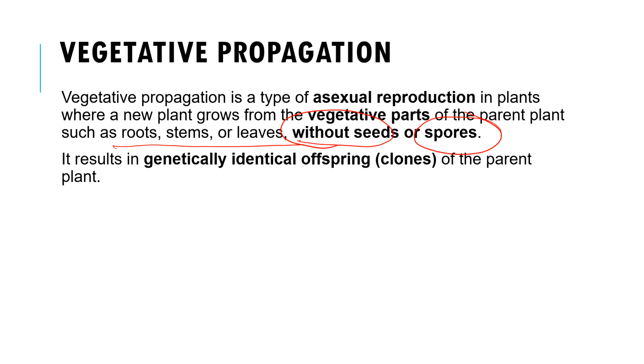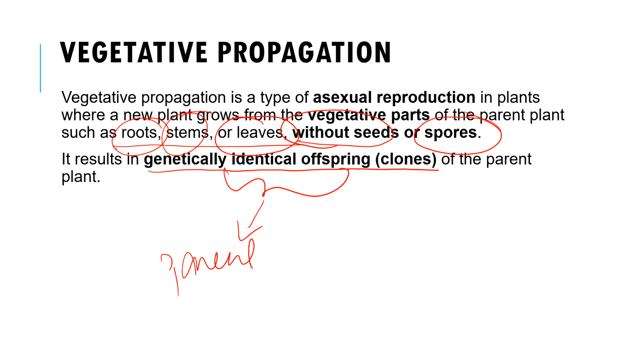So far, in budding, fragmentation, regeneration and spore formation, we studied spores and certain bud formation. But this is a separate form of asexual reproduction where they use only the vegetative parts, that is, the roots, stems and leaves. Is it clear to all of you now? It results in genetically identical offspring or clones. The offspring formed are always genetically identical to the parents.